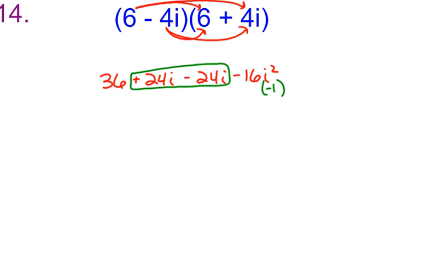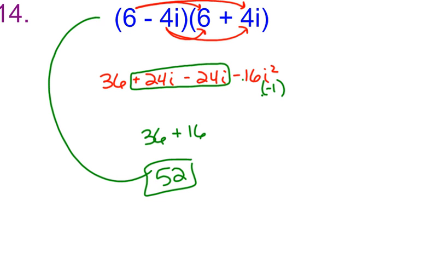When I do this, I have 36 now, and then a negative 16 times a negative 1 would be a positive 16. So when I go ahead and add those numbers together, I get 52. So what started out as a very complex looking problem, or kind of maybe weird even, I get an answer like 52.